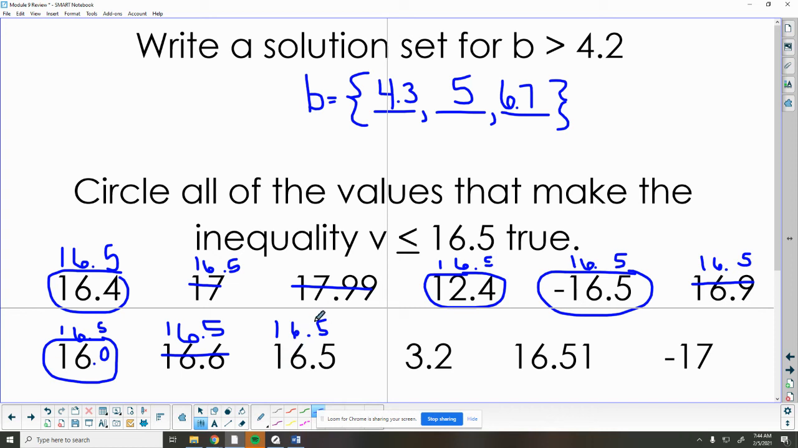16.5. Oh, these are exactly the same. Can it equal it? Yes, it says it can equal it. So the biggest it can possibly be is 16.5, and then it has to be smaller. 3.2, yes, 3 is smaller than 16.